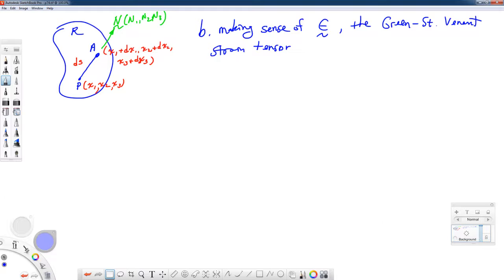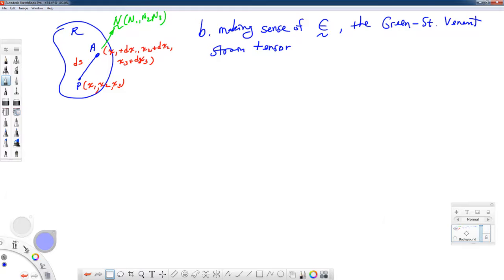In part A of this lecture, I went through and we derived the Green-Saint Venant strain tensor. In this part B, we're going to try to make some sense or understand the meaning of the Green-Saint Venant strain tensor. We're going to start off taking a look at a picture that I have pulled up from a previous slide, and this was the body in its original configuration.